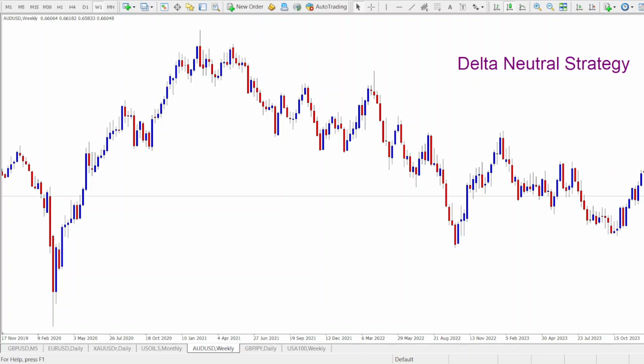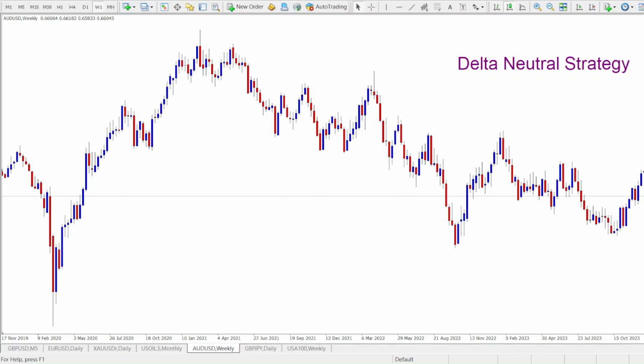Remember that the delta neutral strategy is basically a strategy that tries to keep risk at a minimum. Let's say you are trading a stock that has a delta of plus 50. Now, to bring your delta closer to zero, you could add a position with a delta of minus 50, right?